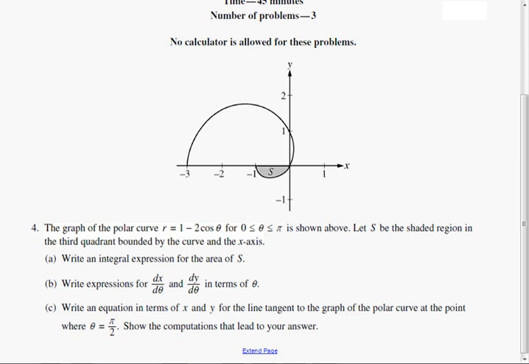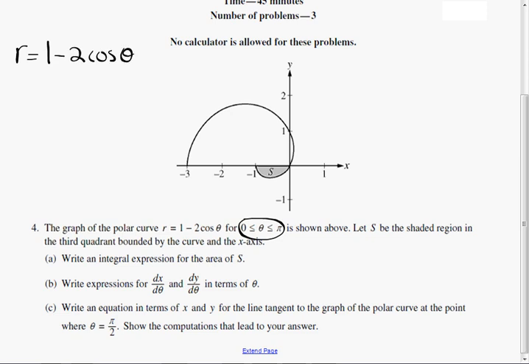Okay, so Ellen asks, how do I find dr d theta? See, there's r. Now, here's the hard part. This is question 4. It is not a graphing calculator problem. So we have to find the area of the shaded region. If I don't know how to graph points, I can't figure out what the angles are. The domain is 0 to pi. Okay? So r is equal to 1 minus 2 cosine of theta.